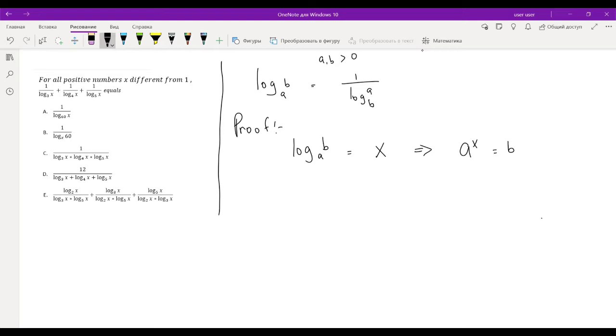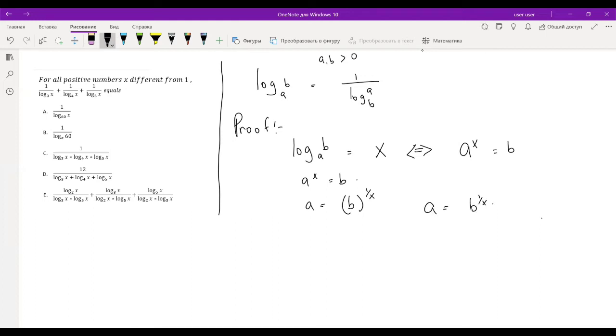Now, if a raised to power x is equal to b, we can actually go both ways. If a raised to power x equals b, then log b base a is x. If log b base a is x, a raised to power x equals b. You can go both ways. So now, if a raised to power x is equal to b, what can we get from here? We can take the x root of both sides. So a is equal to b raised to power 1 over x.